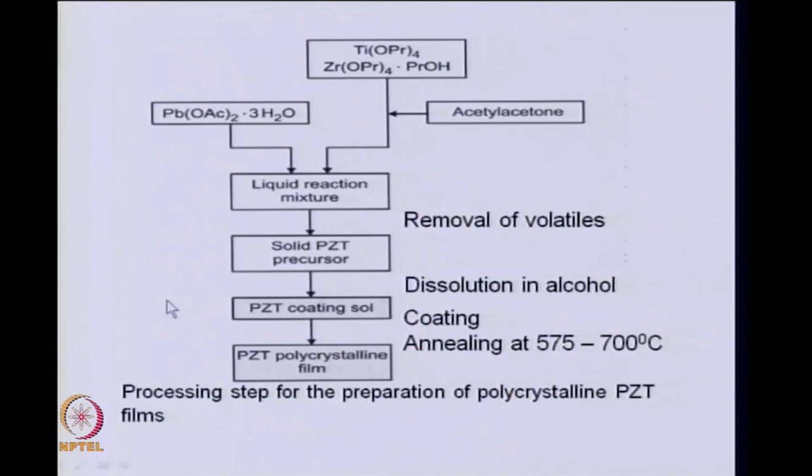If you need a powder, then you just dry it and you do not have to coat it. This solid precursor you can heat at high temperatures to get the oxide powder. However, to coat it you have to dissolve it in alcohol and then make a coating sol, and then after coating you have to anneal the film for further applications.